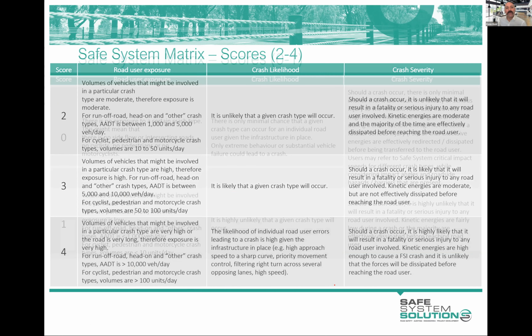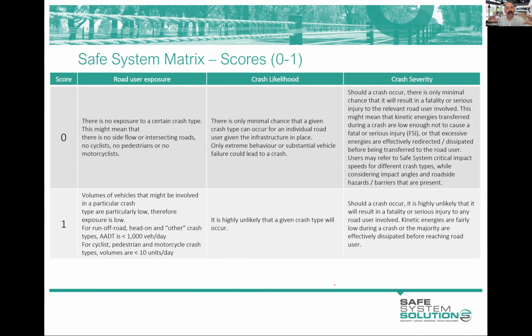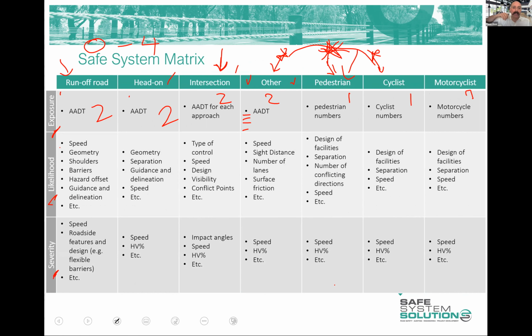So in this, you make this call, right? But you don't just plonk a number in there. You justify it with dot points. Now, in this sort of safe system assessment matrix example here, these dot points are just saying this could be influenced by speed, geometry, shoulders, barriers, offsets to barriers, delineation, or over here, design of pedestrian facilities, separation, number of conflict points, direction, speed, etc., etc.